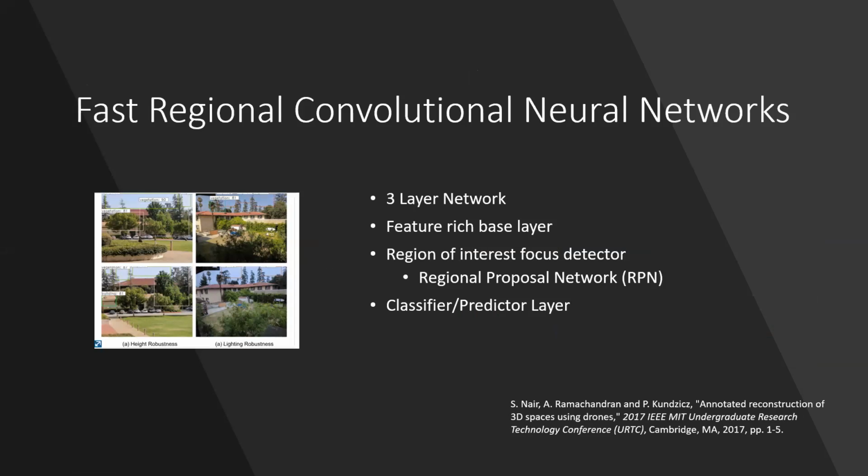But you can take this a step farther, and you can do what's called an FRCNN, or a fast regional convolutional neural network. This is a 3-layer network. It starts with a feature-rich base layer, and then you put a region of interest, a focus detector. In this case, they used a regional proposal network. Then you put the classifier and predictor layer on top. So you have a feature-rich layer that you can use to decide which regions of the image are important to look at, which ones have things you might want to look at. So then you've taken a layer out of the processing, and it's easier to classify because you have fewer places you have to look.